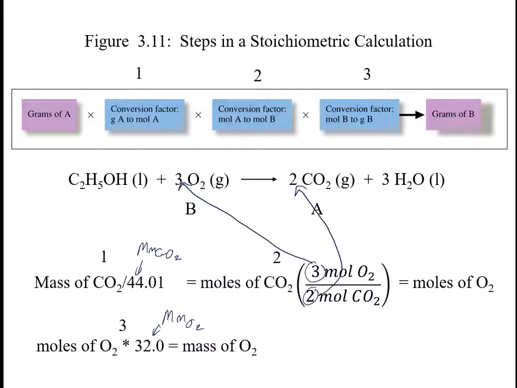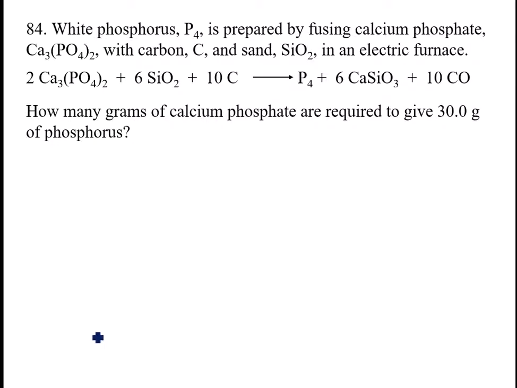So let's do this with real numbers this time. I have problem 84 in the book. It says white phosphorus is prepared by fusing calcium phosphate, and this is the formula for calcium phosphate, with carbon, that's the formula, sand, which is silicon dioxide, in an electric furnace. So this is the balanced reaction: 2 calcium phosphates plus 6 silicon dioxides plus 10 carbons goes to form 1 white phosphorus plus 6 calcium silicates plus 10 carbon monoxides.